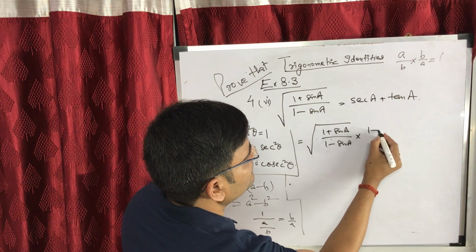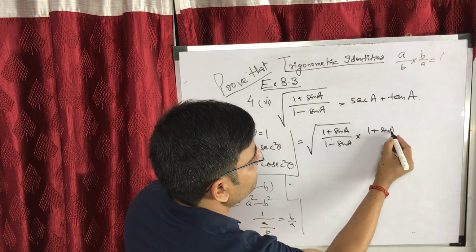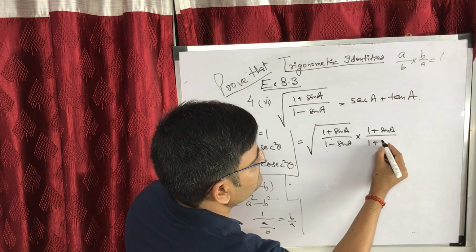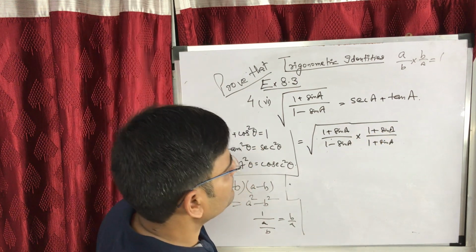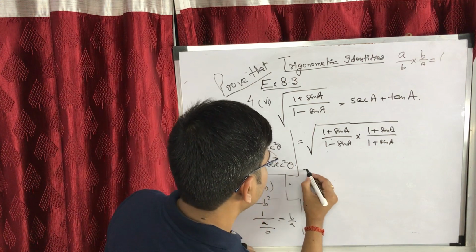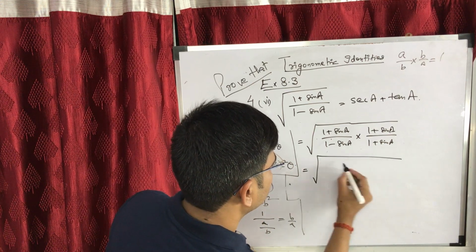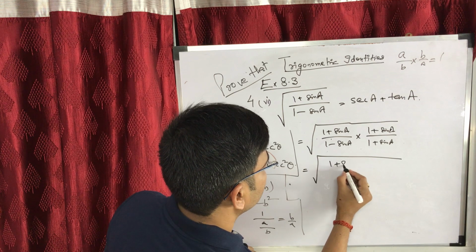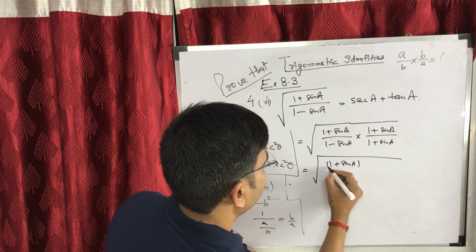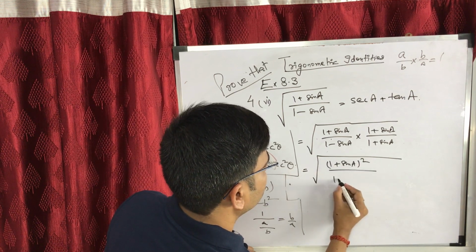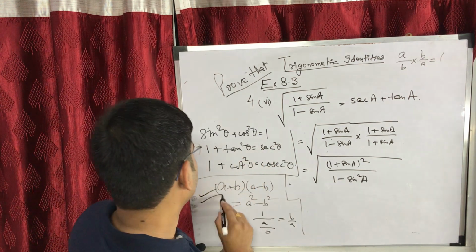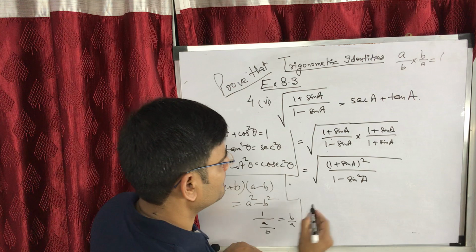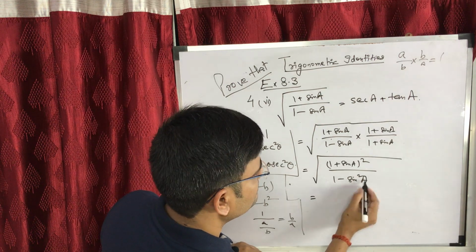Either I multiply by 1 plus sin A on the numerator and denominator. I'll tell you why I chose this; this is the solution actually. First, see the solution: this is (1 plus sin A) whole square by 1 minus sin square A, going by the same formula, A plus B, A minus B equals A square minus B square. So this is cos square A, right?